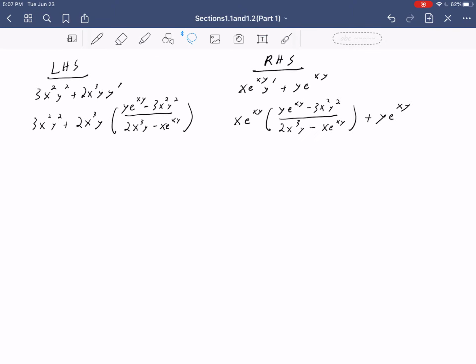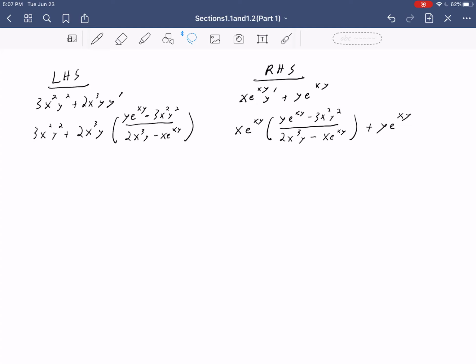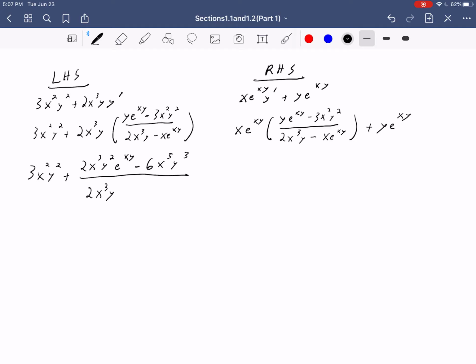All right, there we go. So we can do a little bit of multiplying out here, and if we multiply this thing on here, we can continue on and call this 3x squared y squared plus 2x cubed y squared e to the xy minus 6x to the 5th y cubed over that 2x cubed y minus x e to the xy. And then I suppose we can multiply this by this here.